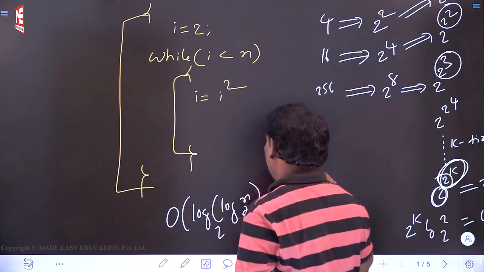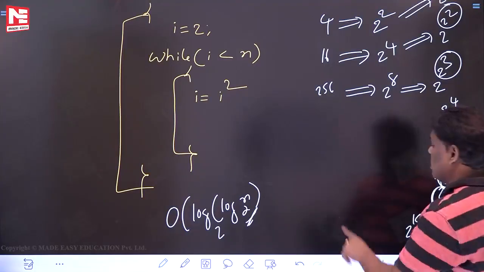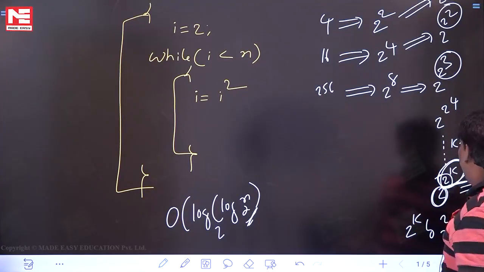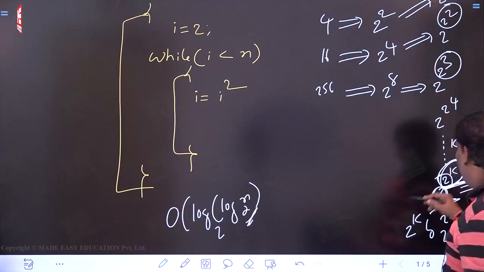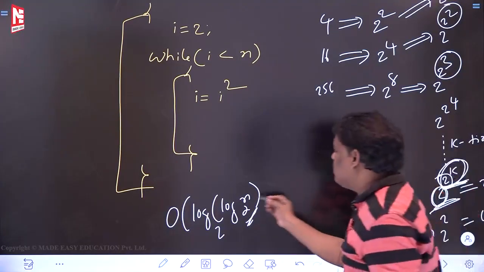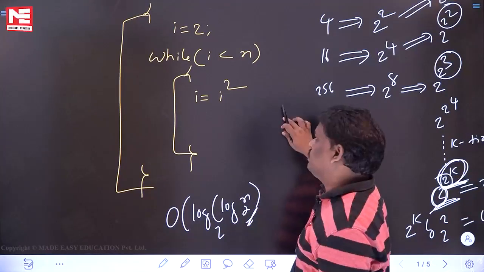Outer also base 2. The inner base 2 came, right? Because of this, the outer base came because of this. Because he came late. He came early, he came late. Because in the power, to bring him down, one log is required. The answer of this problem is going to be log log n, inner base 2, outer base 2.